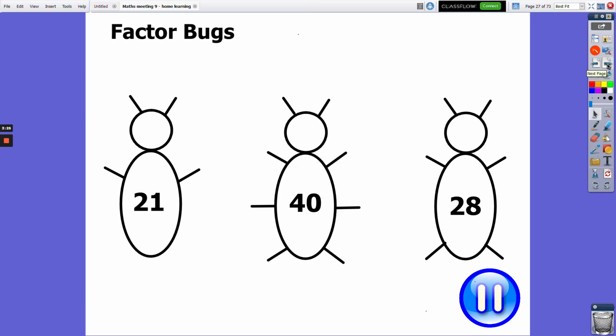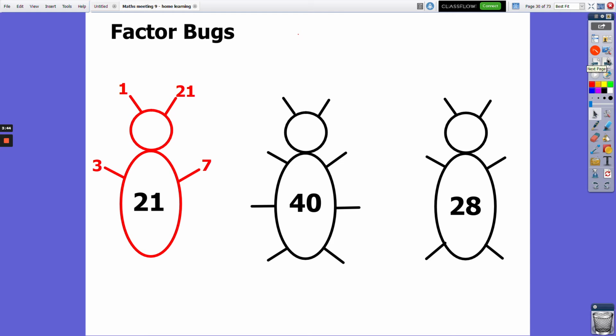Now remember, with all numbers, every number has 2 factors which are 1 and itself. So 21 has the factors 21 and 1. What other factors does 21 have? 3 and 7. 3 multiplied by 7 is 21.